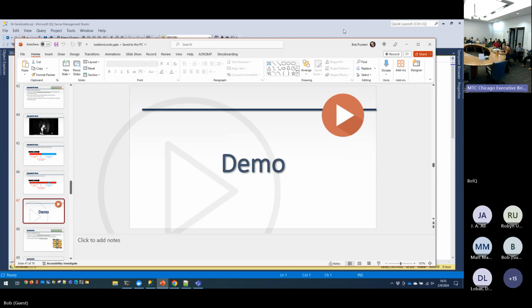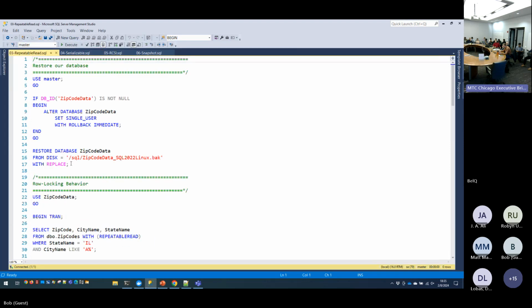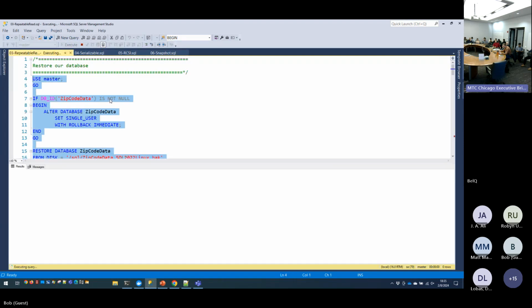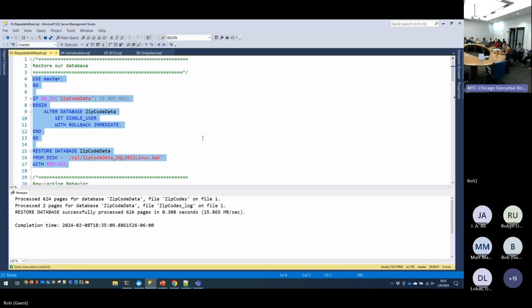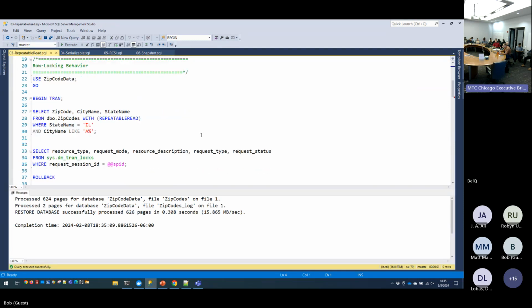Okay, and we're going to very quickly demo this one. I have a full set of demos for this, but I really don't feel it's necessary to do it because they mostly show the same stuff we saw before. But what we will do is query a table with repeatable reads.